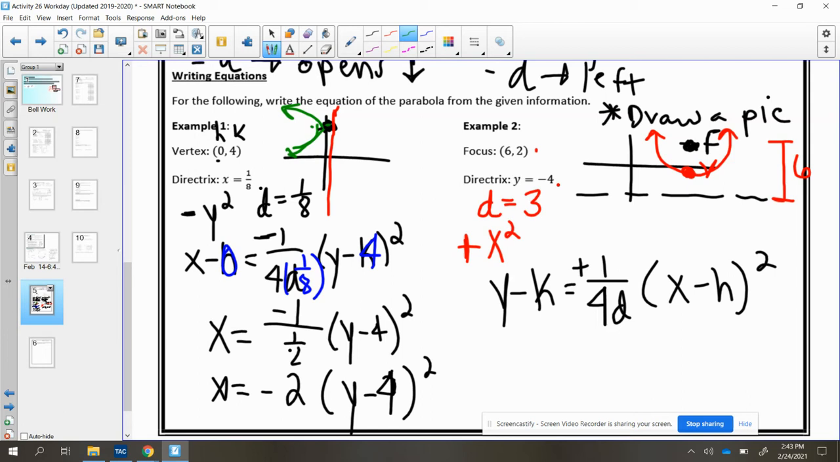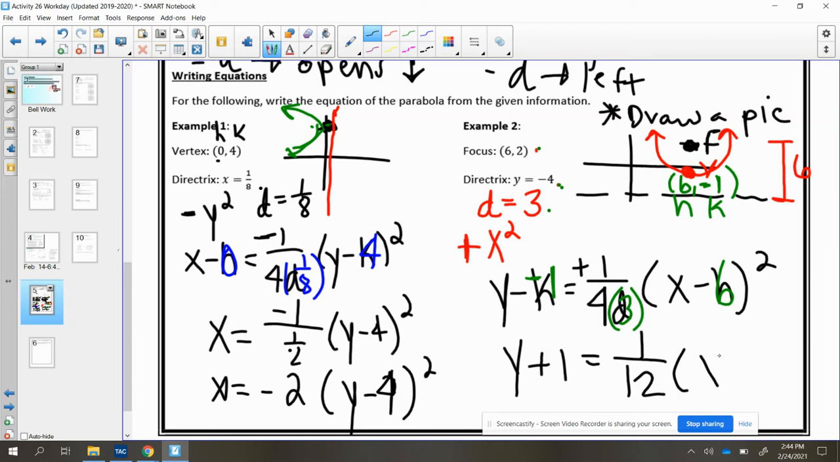Now, it's going to actually have that same x point 6, but again, it went 3 units below 2 to negative 1, or 3 units above negative 4 to again be at 6 comma negative 1, which would be our h and our k. So negative 1 and 6. And then our d value we said was 3. And so finally we have y minus negative 1, y plus 1, 1 over 12, x minus 6, quantity squared.